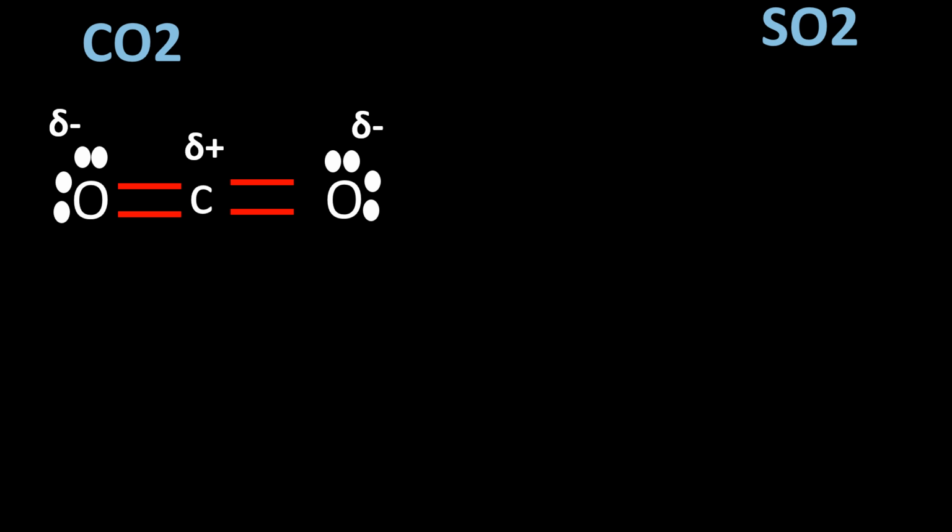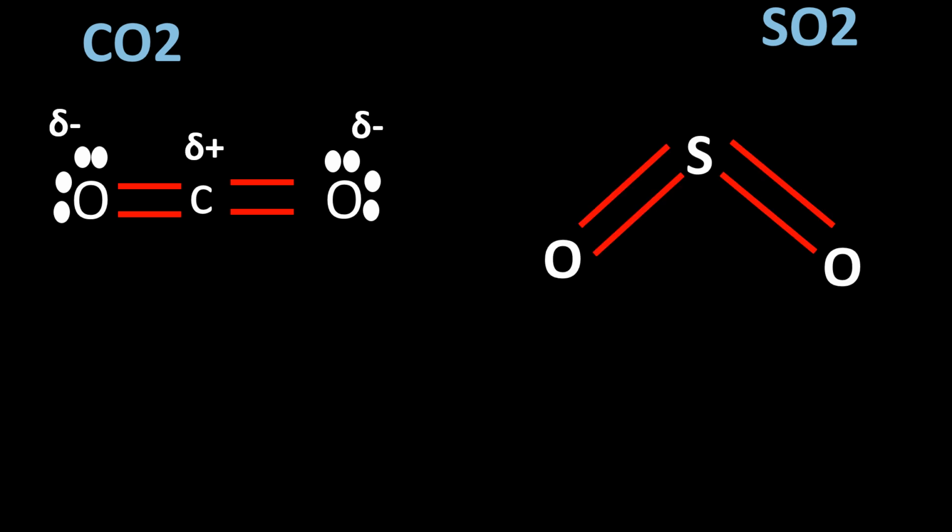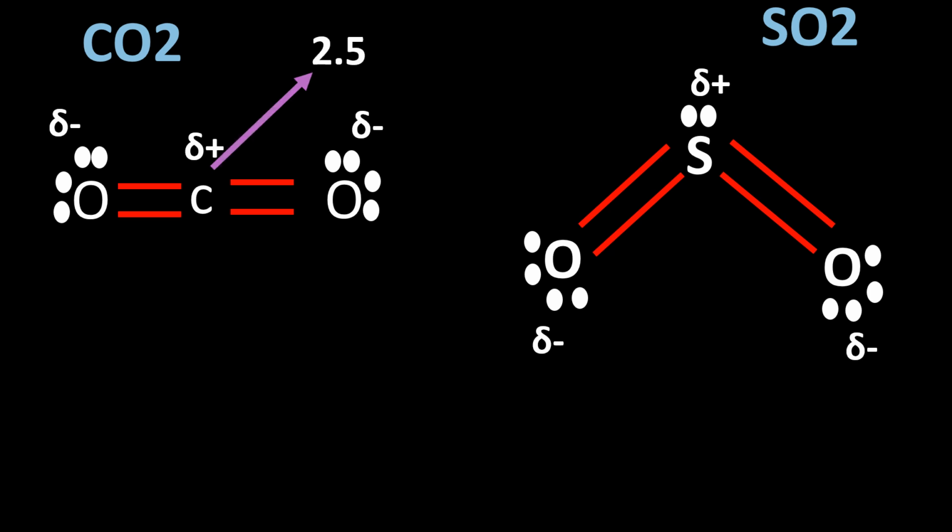Now look at sulfur dioxide. In sulfur dioxide, we have the sulfur atom sharing electrons with the oxygen. The sulfur atom has one lone pair of electrons while the oxygen has two lone pairs of electrons. Again, the sulfur side is partially positive while the oxygen side is partially negative. Now, if we look at the electronegativity values, the electronegativity of carbon is 2.5 while oxygen is 3.5, and the electronegativity of sulfur is 2.5.